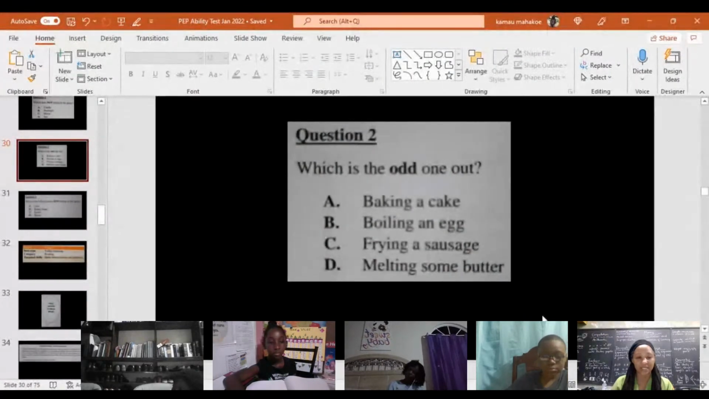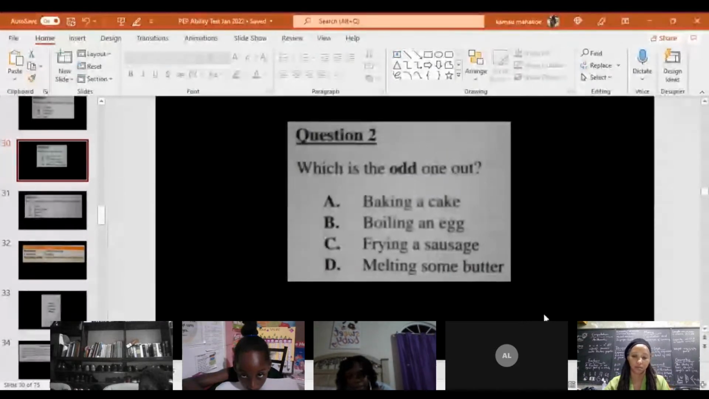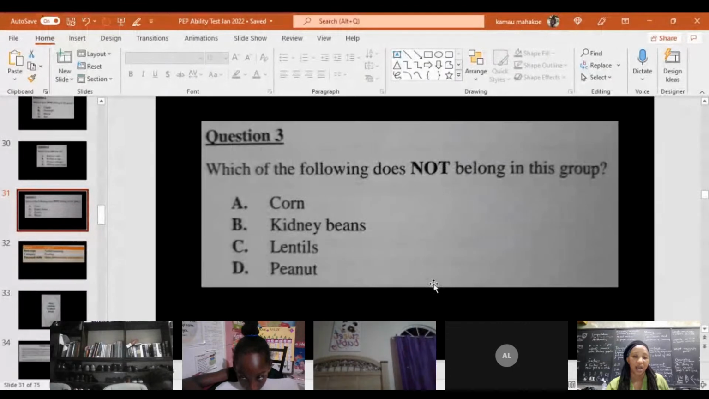Does anyone else want to say? Me, miss. Go ahead. D. Melting some butter, because all the others are chemical changes or permanent changes, so you can't get back the previous product. But with butter, you can just put it in the fridge or the freezer and get back the butter that you had before. All right. So it just changes state, but it can be reversed. That is correct.